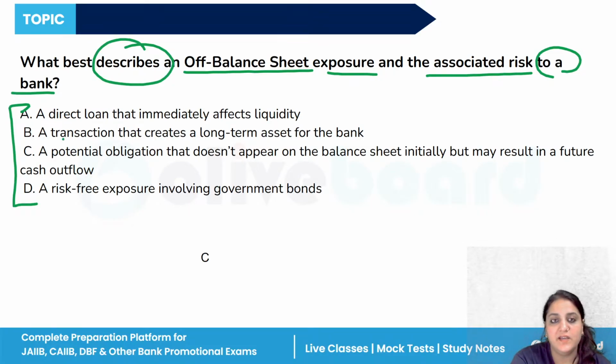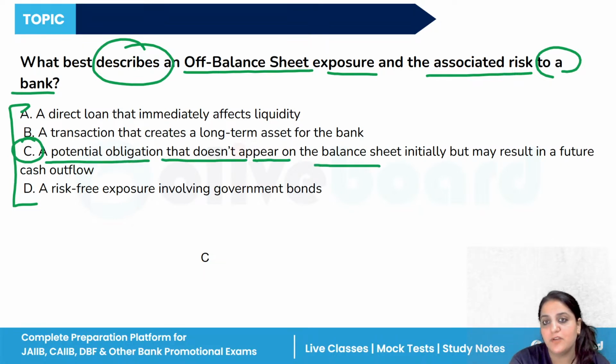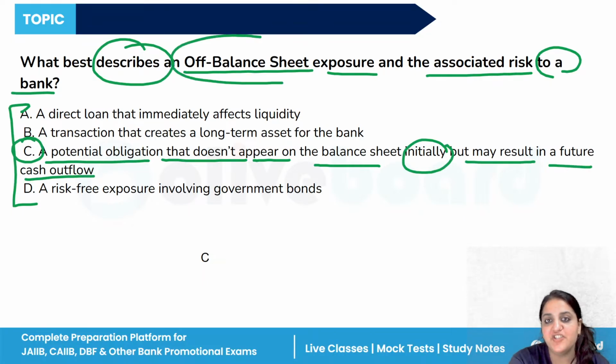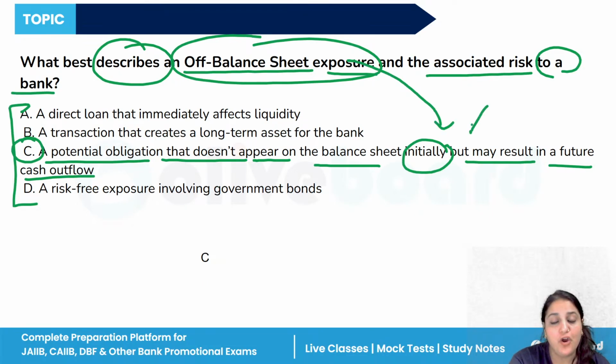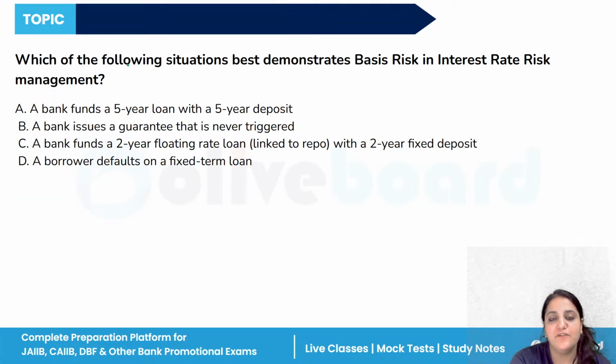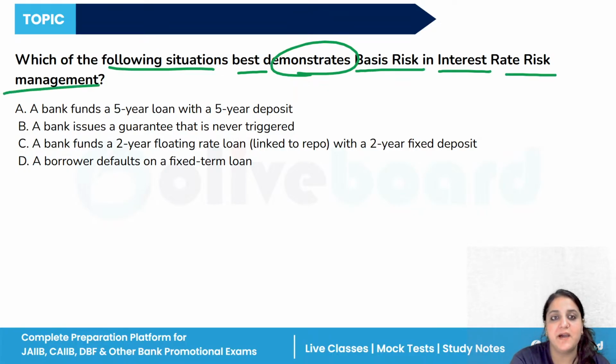See, here the correct option is option C. There is a potential obligation that does not appear on the balance sheet initially but may result in a future cash outflow. These off balance sheet exposures do not appear on the balance sheet but obviously result in the future cash outflow.